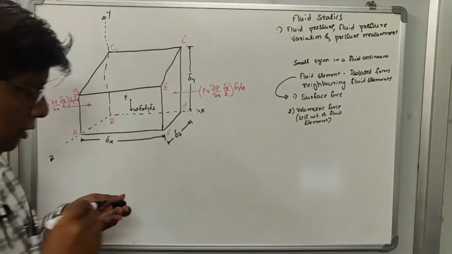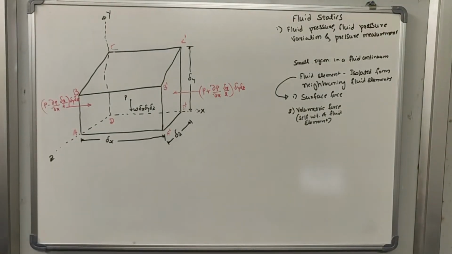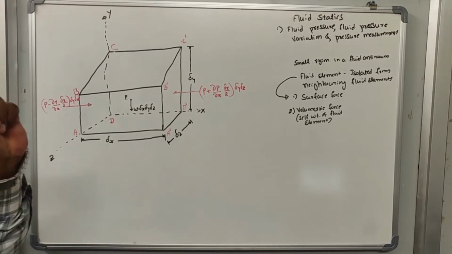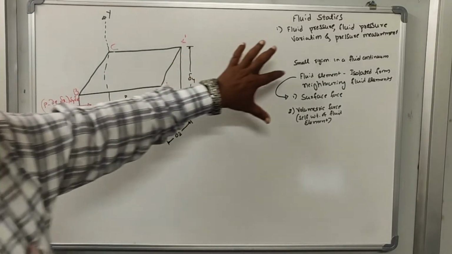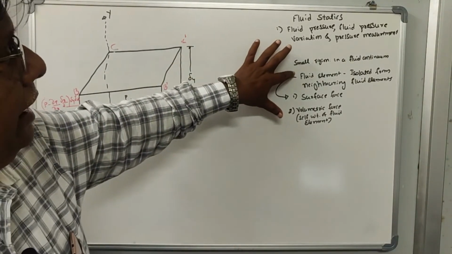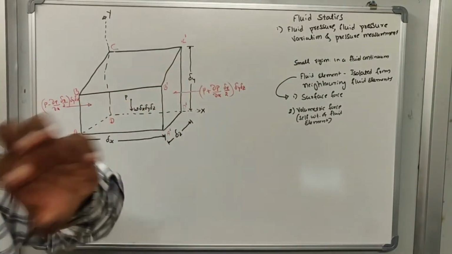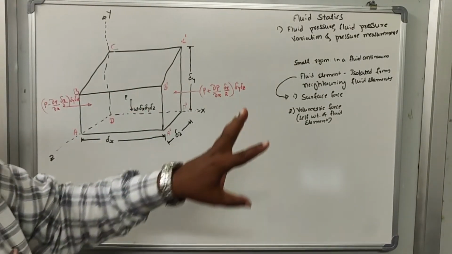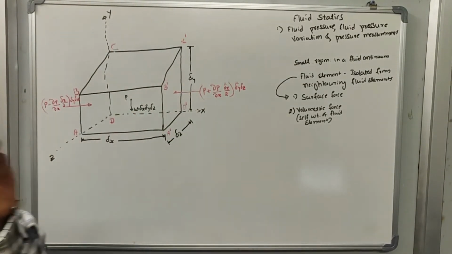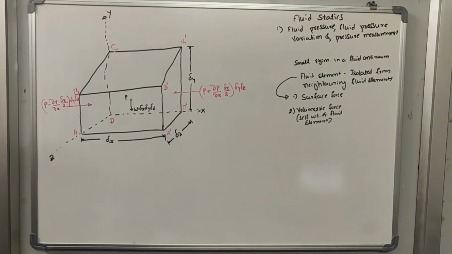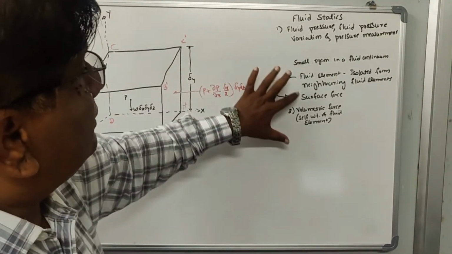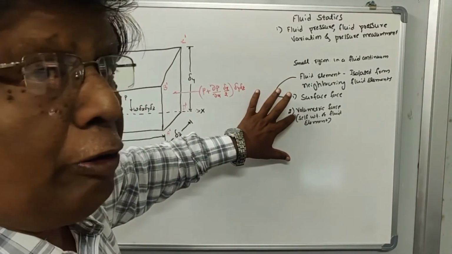Okay, so before we start the discussion on fluid pressure, let us consider a small region. That small region is called a fluid element. If this fluid element is isolated from the surrounding fluid elements, then there are two types of forces or pressures going to act on that element. Mainly they are the surface force and the volumetric force.